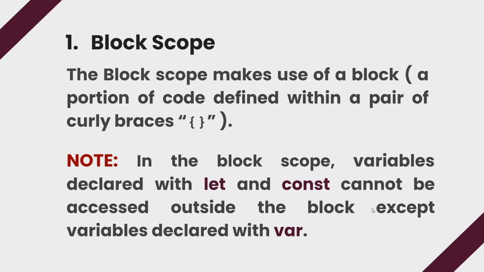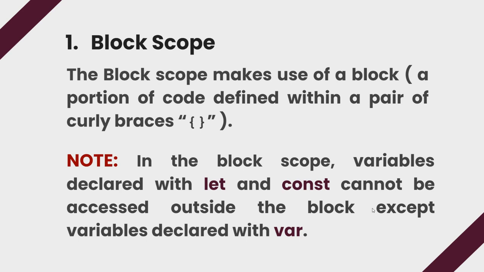So for the first scope, we have the block scope. Now, the block scope makes use of a block, which is a portion of code defined within a pair of curly braces. So for the block scope, you would define a pair of curly braces, and within these braces, you would have your blocks of code. Something to note here is that in the block scope, variables declared with let and const cannot be accessed outside the block.